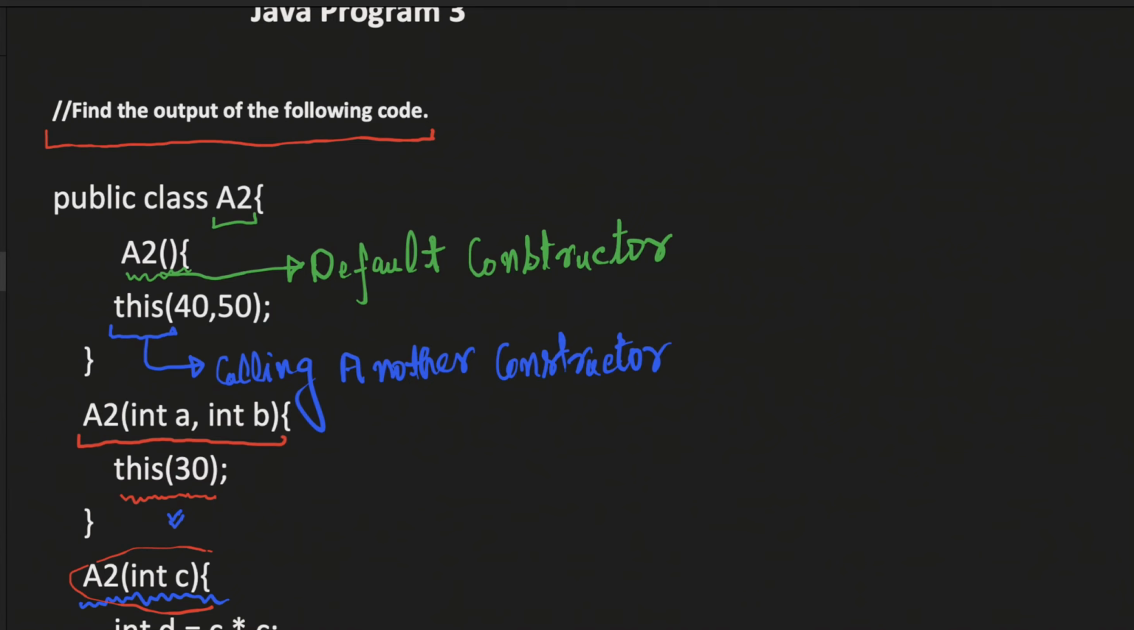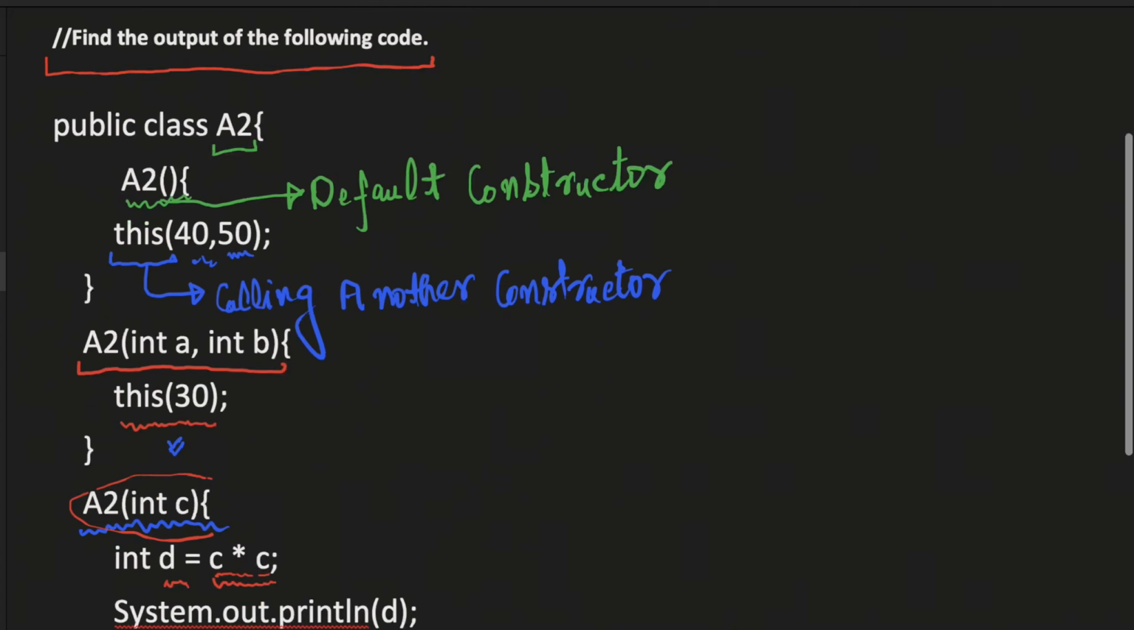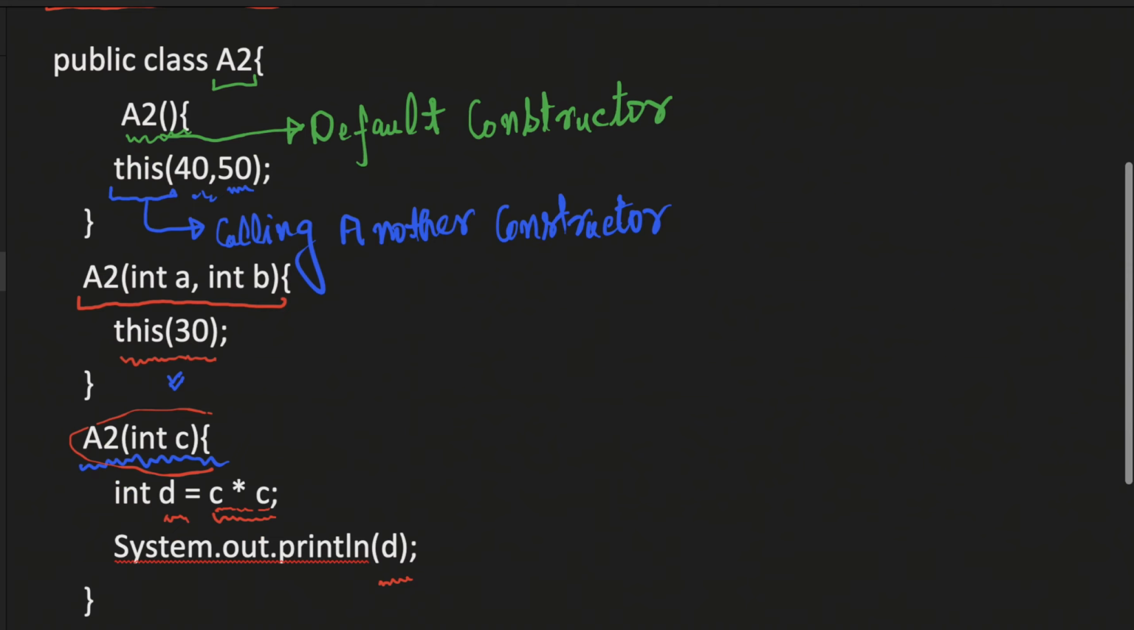Here it will call the second constructor and pass the integer parameters 40 and 50. Now this constructor is called, and inside that we are calling the third constructor, passing the value 30 as an argument. So this is the int c, and the value 30 we have passed here is used two times, c multiplied by c, which is stored in d, and that d we are printing on the console.